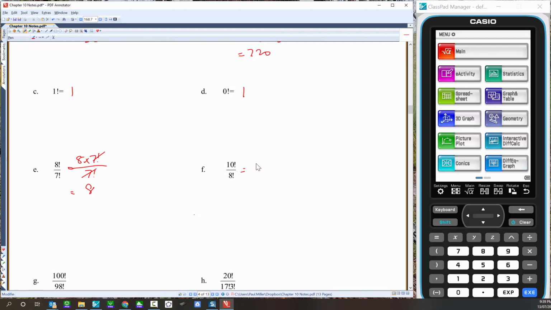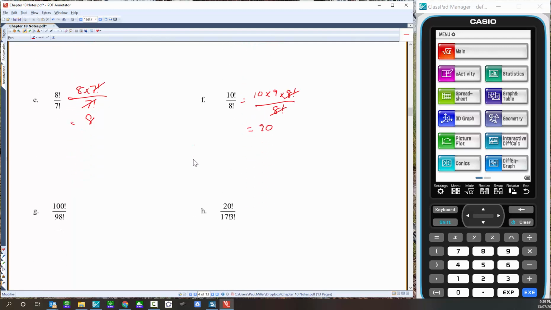Right, this one here is going to be 10 times 9 times 8 times 7, or 10 times 9 times 8 factorial over 8 factorial. The 8 factorial cancels out, leaving us with 90. Easy. Oh, this looks so difficult, so difficult.